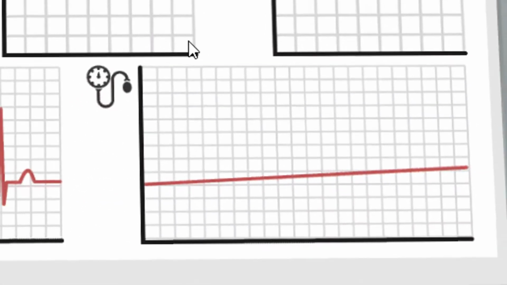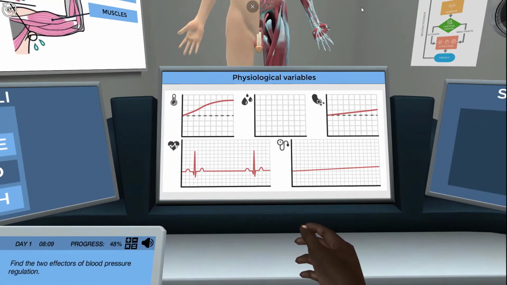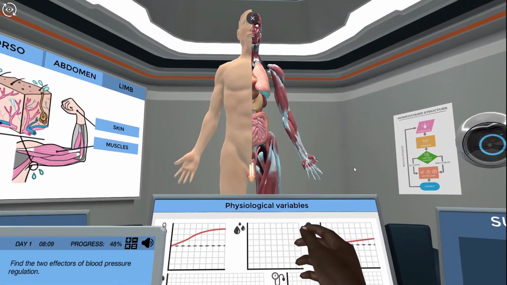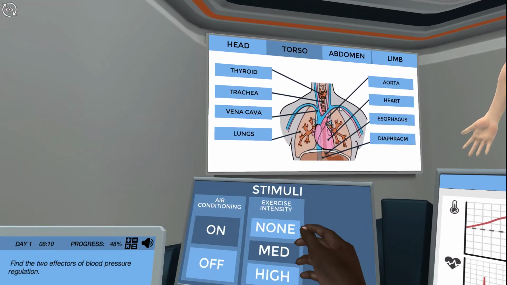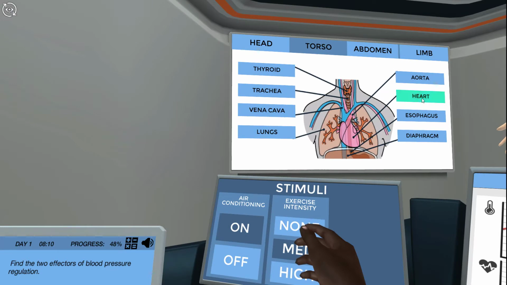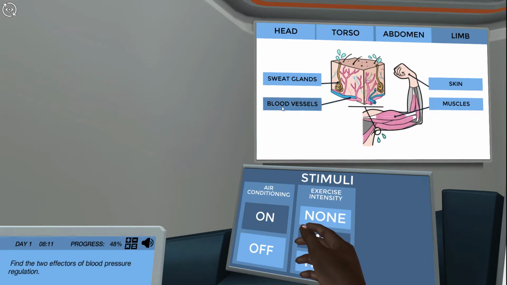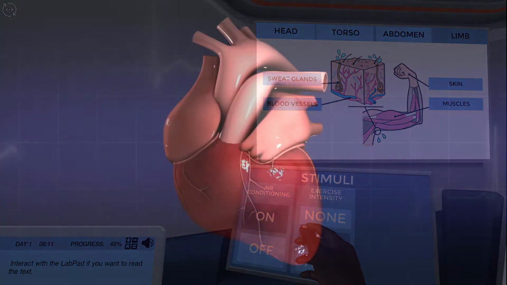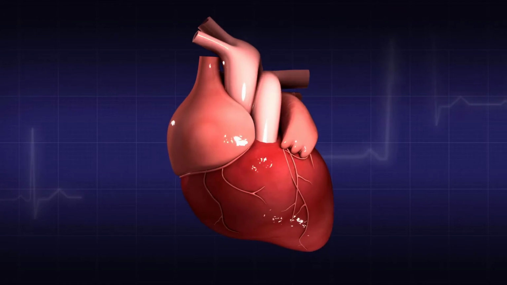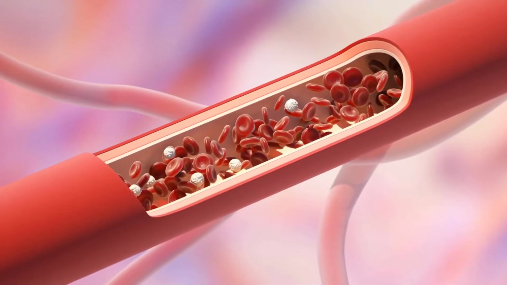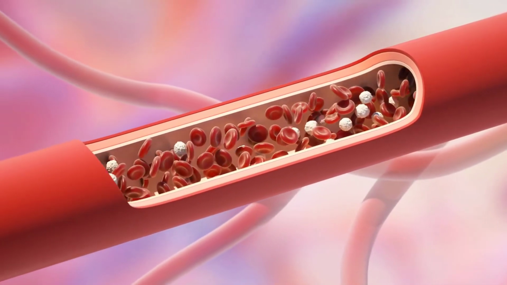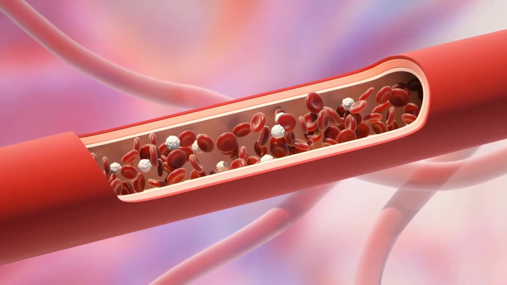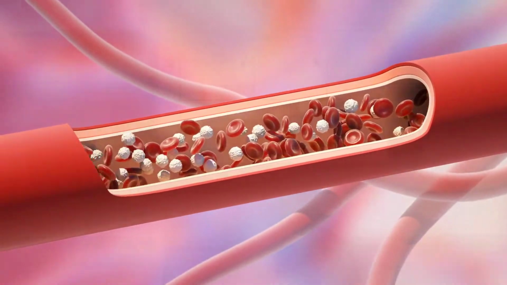What do you think are the effectors causing this stabilization? Find the two effectors of blood pressure regulation. Absolutely correct. The heart beating faster or slower can impact the blood pressure in the arteries. The widening of the blood vessels, called vasodilation, on top of helping to dissipate more body heat, also decreases the pressure in the arteries and veins, thus maintaining a tight control on blood pressure.